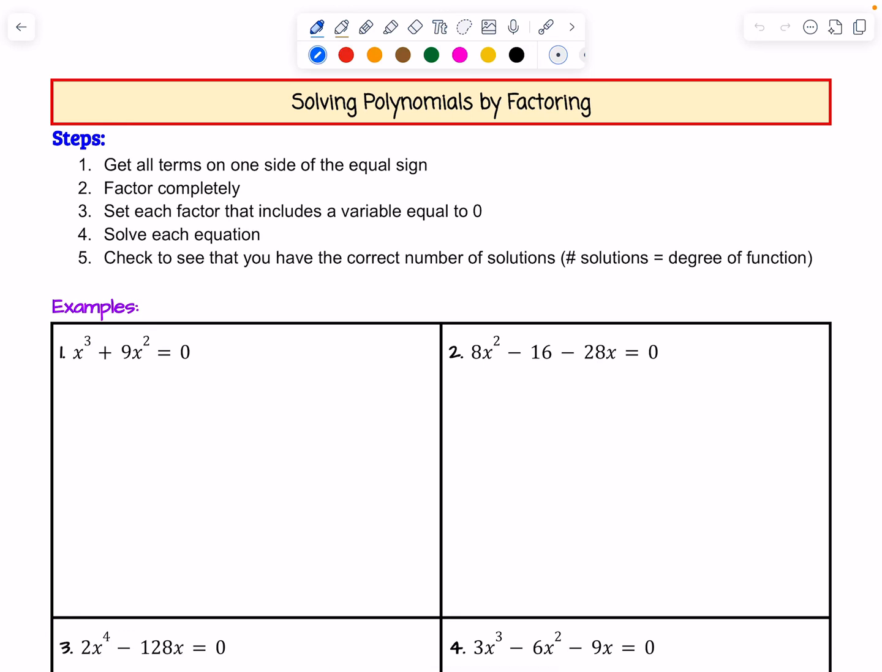In this video, we're going to take notes on solving polynomials by factoring. So step 1 is to get all terms on one side of the equal sign. Step 2, we want to factor everything completely.